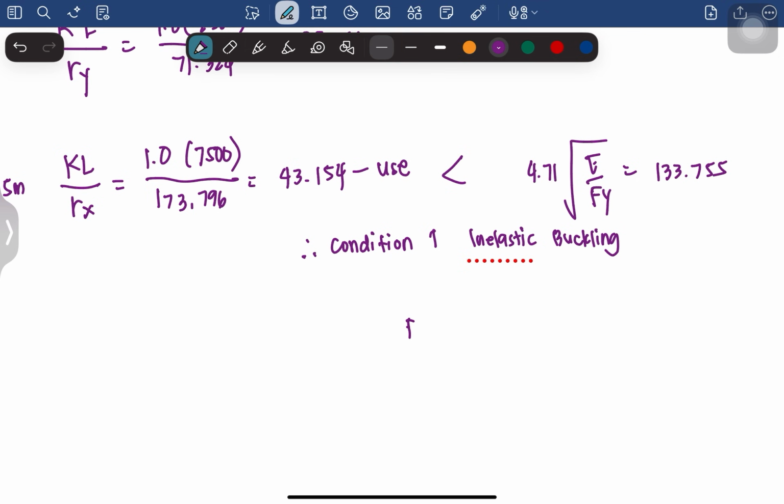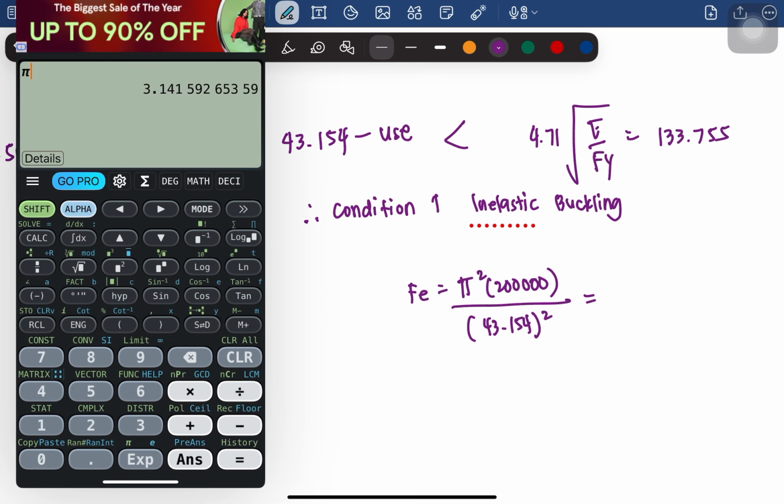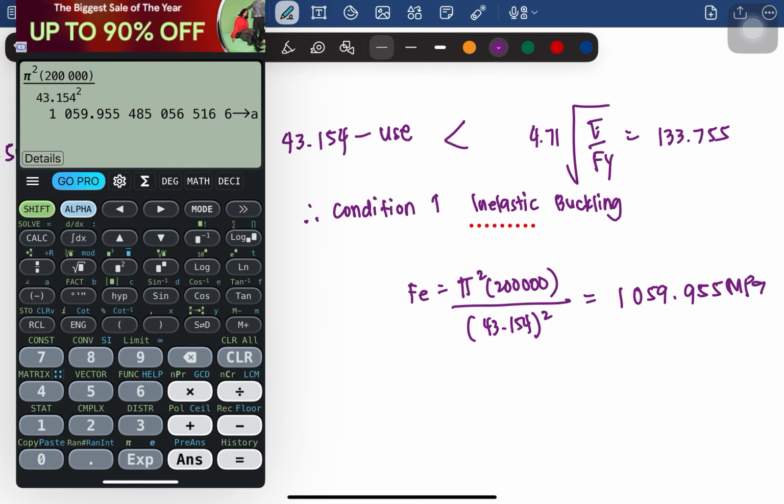Then, solve muna natin yung Fe para makuha natin yung Fcr. So, pi squared times 200,000 over yung slenderness ratio na 43.154 squared. So, ang taas. So, 1,059.995 MPa. So, store ko lang to sa A.